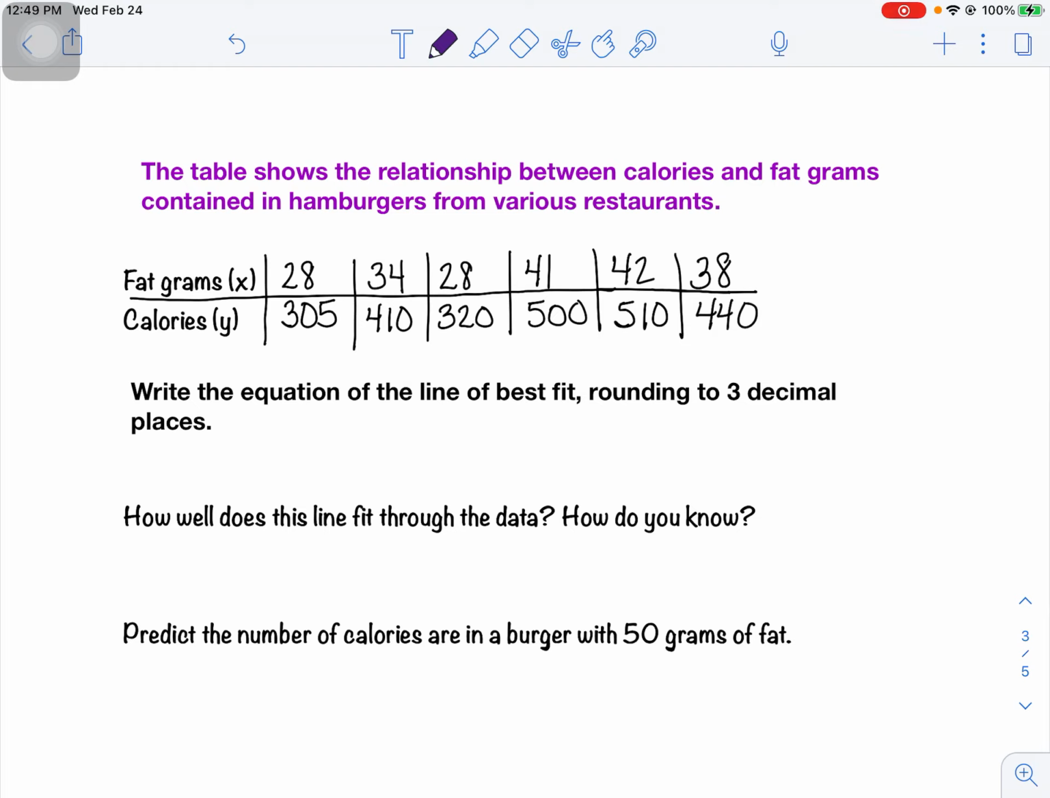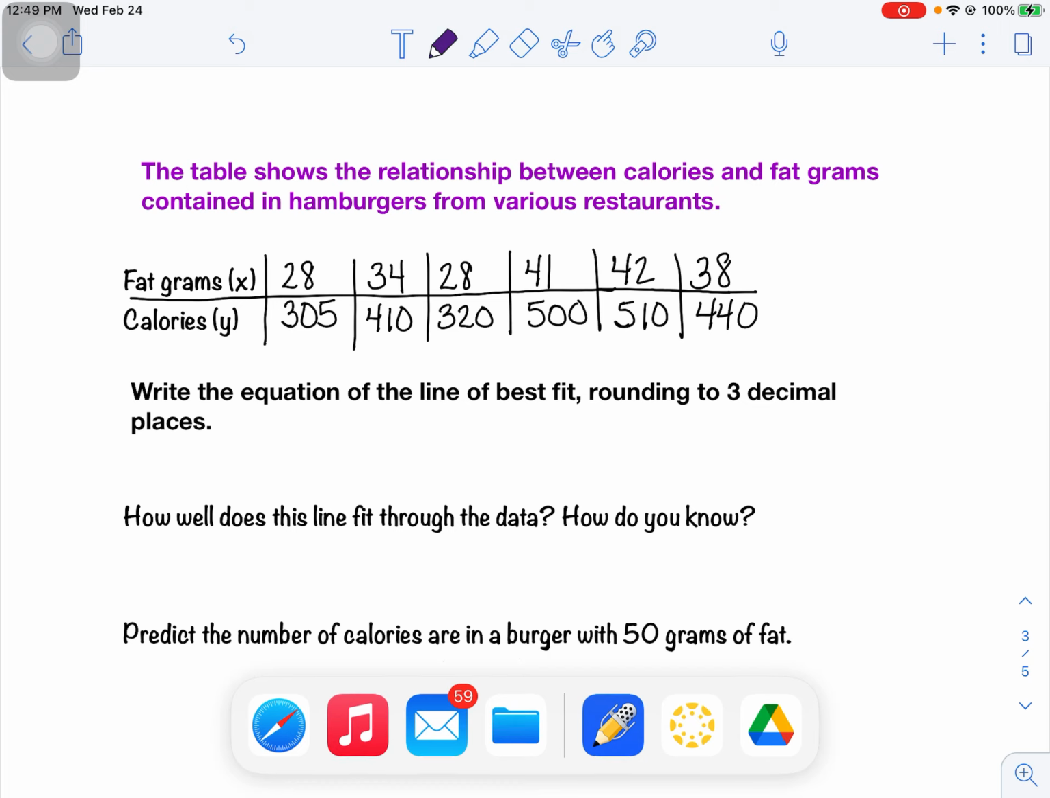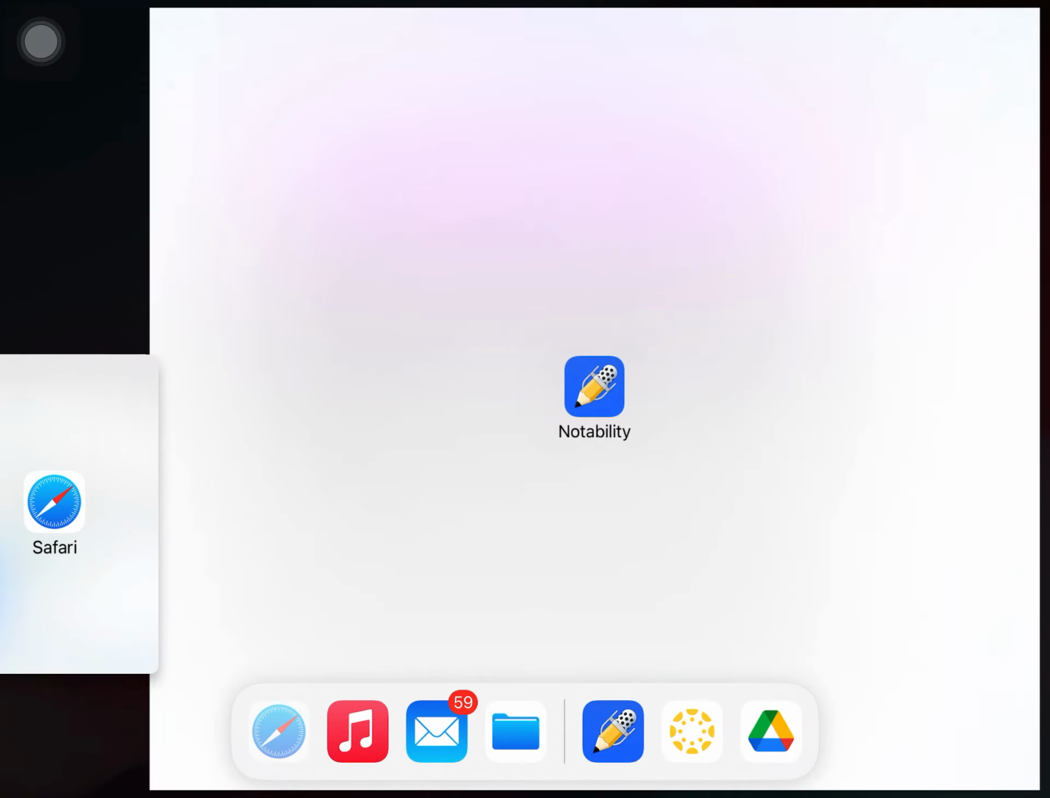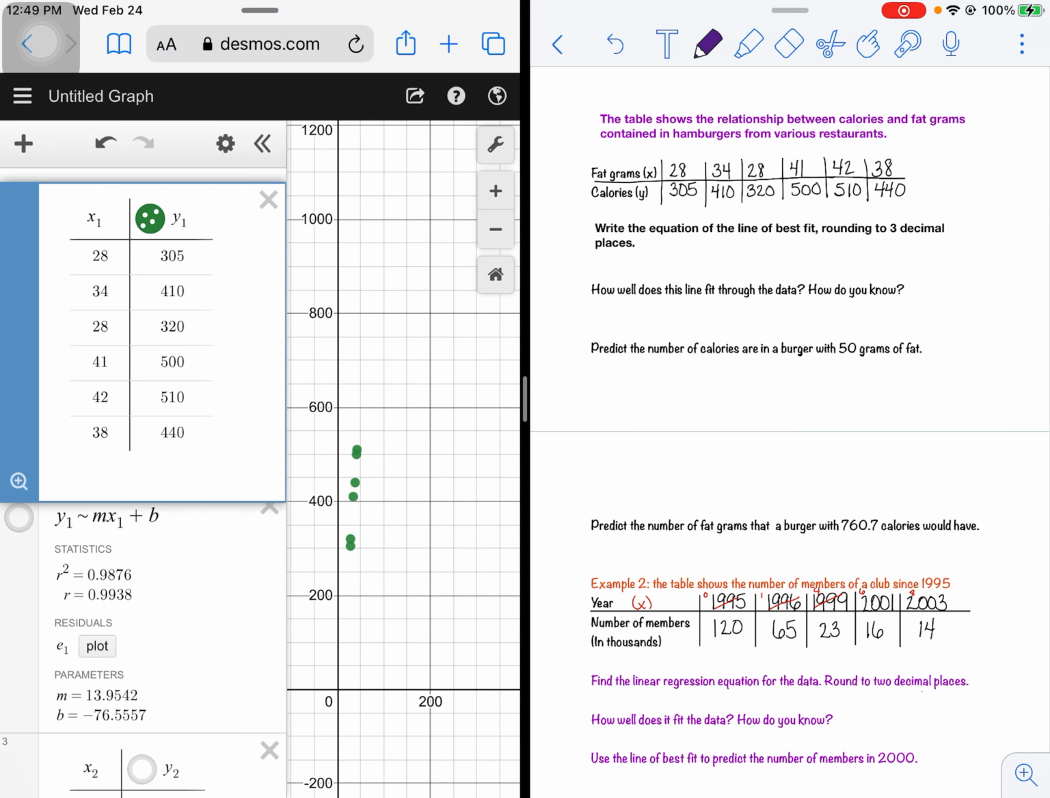But this is going to help you find the equation. So we're going to use Desmos, and I've already pre-pulled my data in. I went ahead and put the data that we had from the notes into a table. Remember, to do that, I just hit the plus in Desmos and choose a table, and then I can add my values.